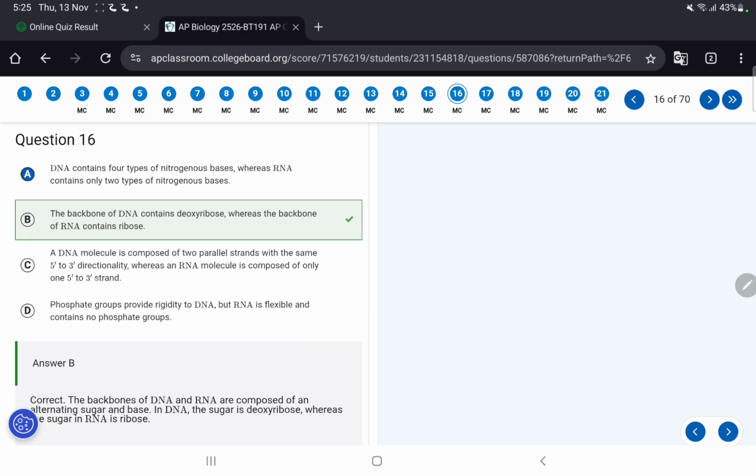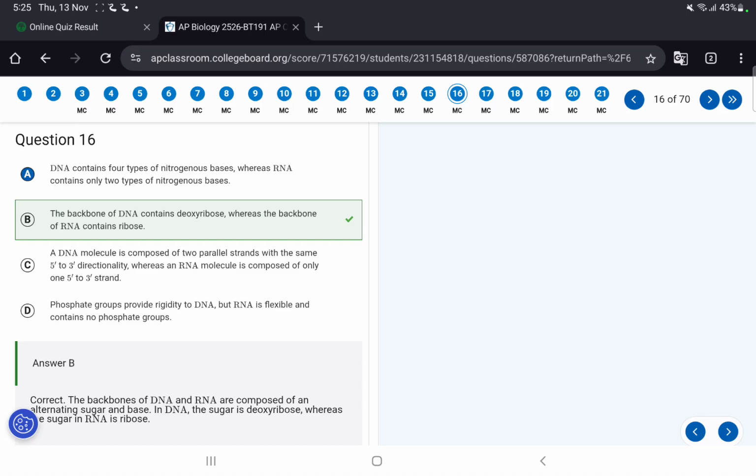So they don't have the same 5 prime to 3 prime directionality in DNA, whereas an RNA molecule is composed of only one 5 prime to 3 prime strand. That part of the answer is correct. But the DNA is not only 5 prime to 3 prime. It doesn't have the same direction. They're anti-parallel. So one is 5 prime to 3 prime, one is 3 prime to 5 prime.